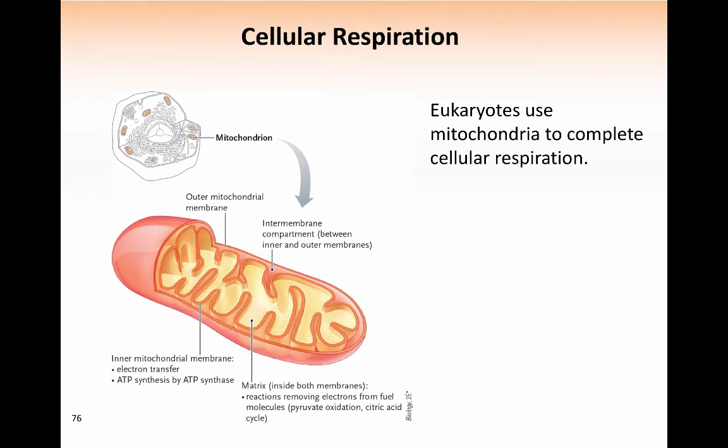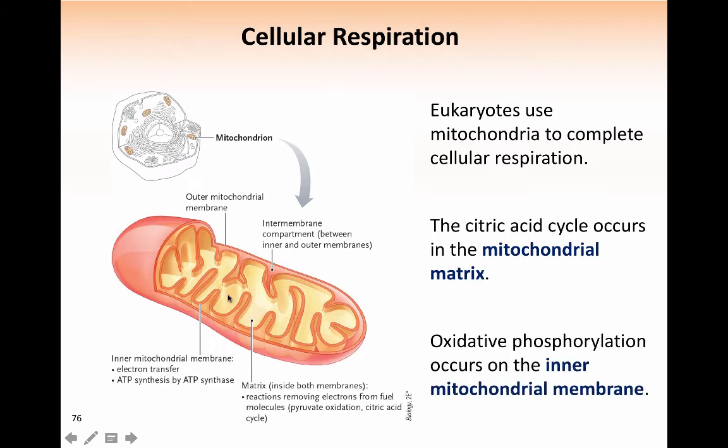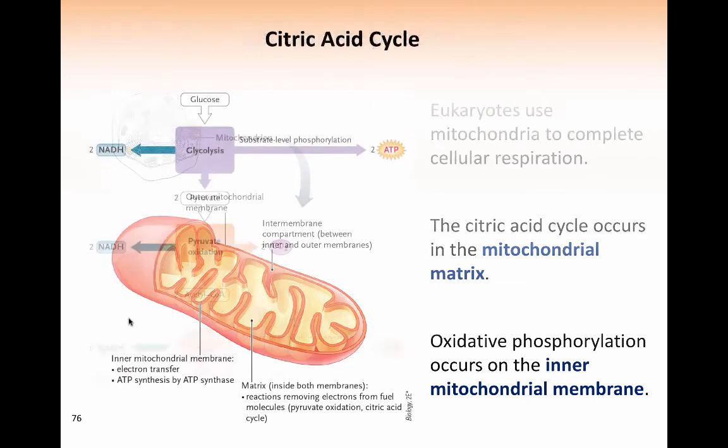Eukaryotes use mitochondria to complete cellular respiration. The citric acid cycle occurs in the mitochondrial matrix, which is inside both of the membranes, so right in here. And then oxidative phosphorylation occurs on the inner mitochondrial membrane, kind of similar to the electron transport chain that we saw in photosynthesis. So there we go, the inner mitochondrial membrane right there. And there's our cristae that we talked about before.